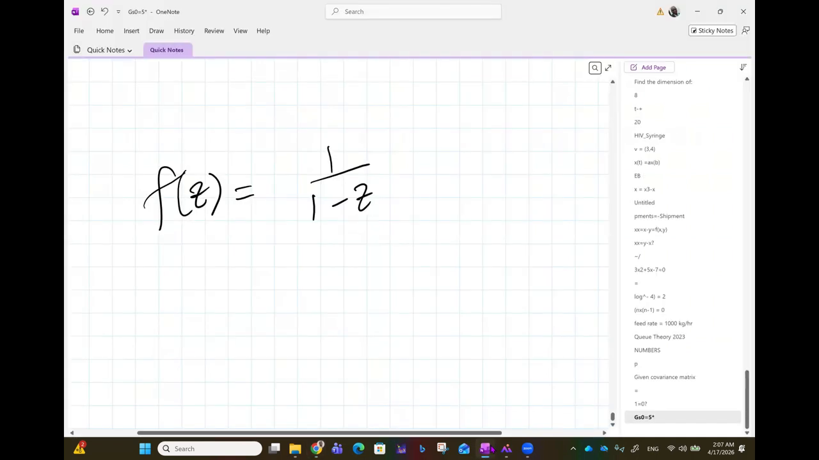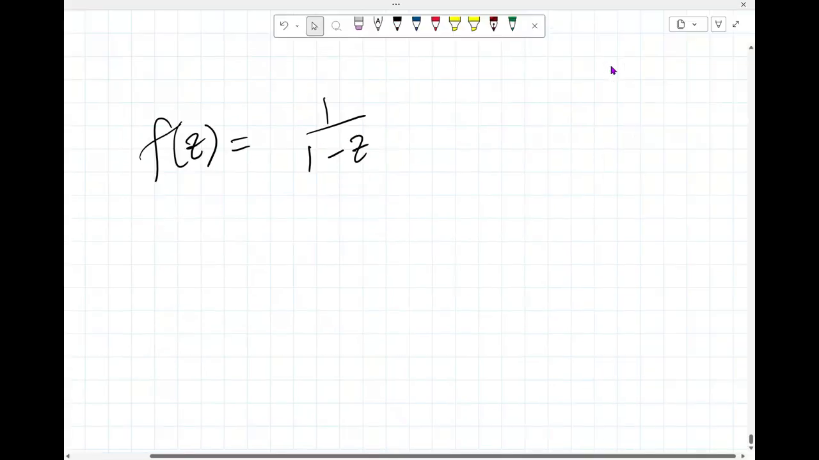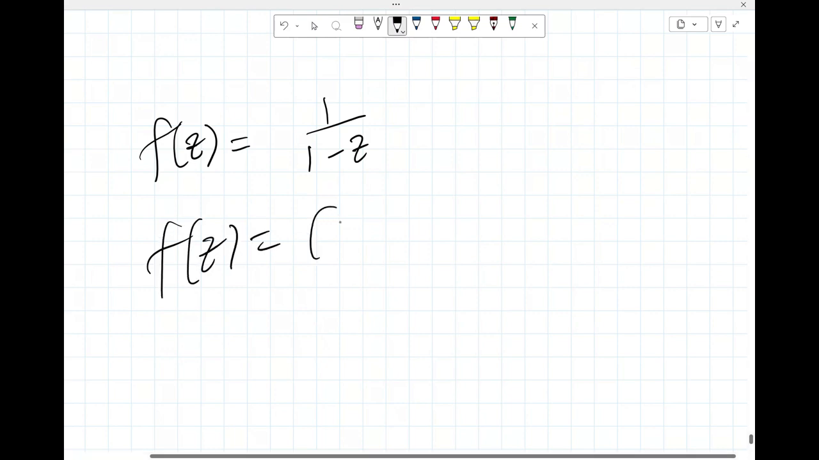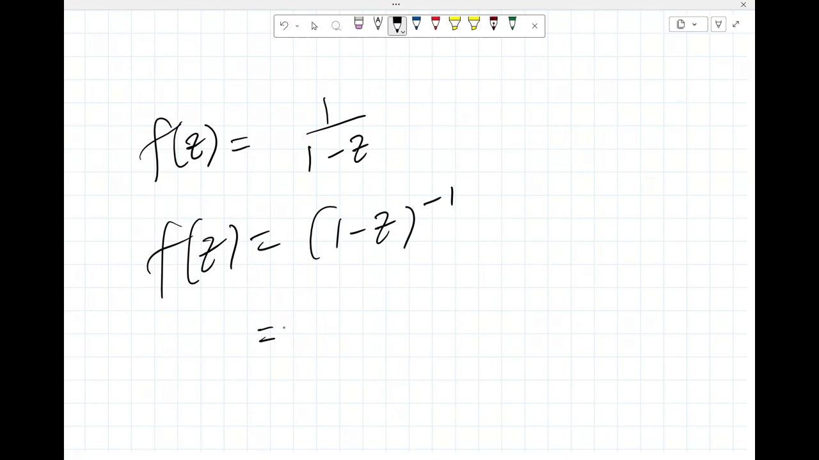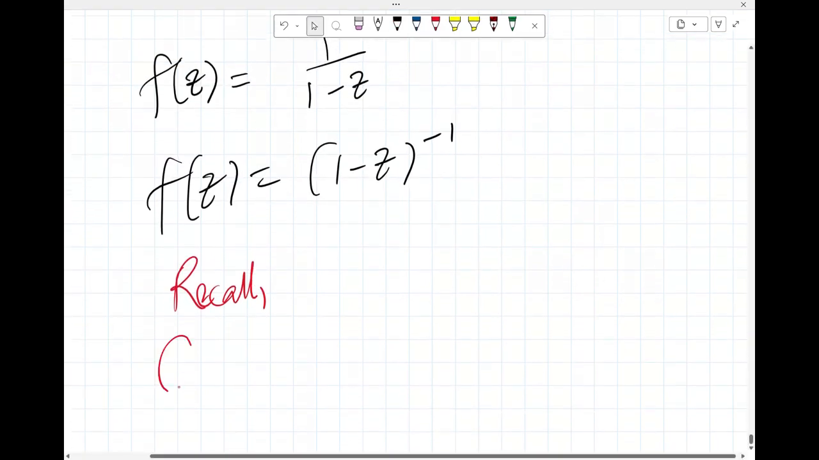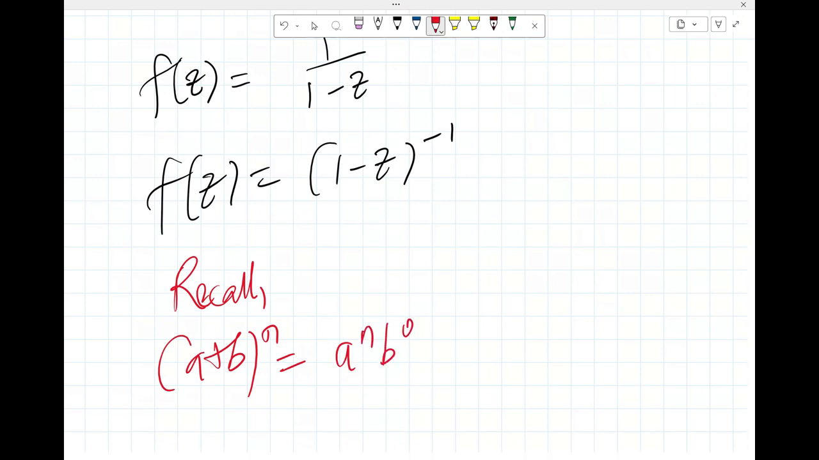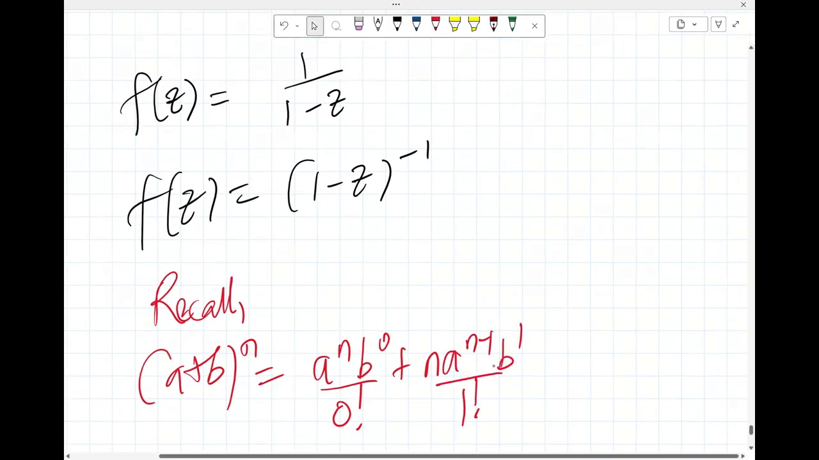So of course, f of z is 1 minus z raised to power minus 1. Then we can use the general expansion. Before I even start that, you can recall, in case you've done this before, and if you've not, just take note that if you have a plus b raised to power n, you can expand it as a raised to power n, b raised to power 0, over 0 factorial, plus n, the power comes down now, a raised to power n minus 1, b raised to power 1 over 1 factorial, and it goes on like that.